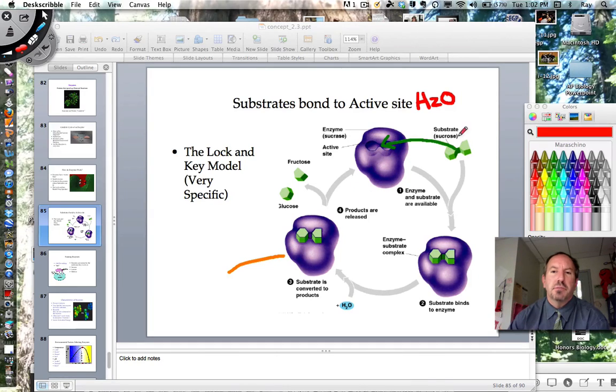In other words, the substrate goes in, the water comes in, it splits the molecule up, and the products come out. And so enzymes are specific, and they can be used over and over again. That's an important property of an enzyme.